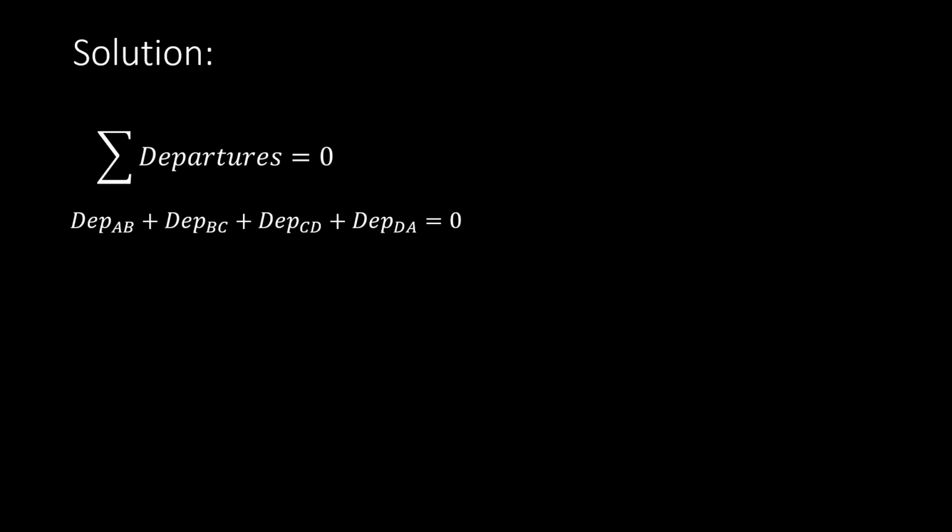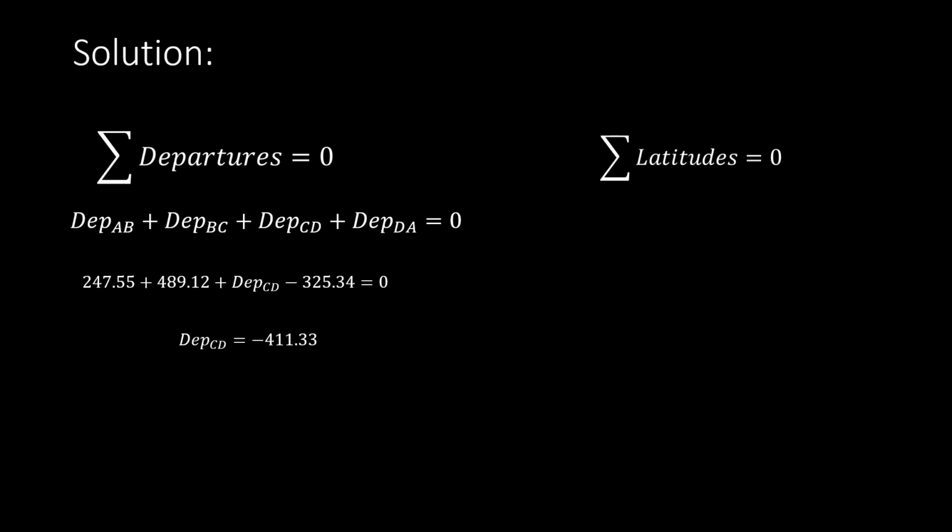So as for the solution, we start with the summation of the departures equal to 0. So departure of AB plus departure of BC plus departure of CD plus departure of DA equal to 0. We substitute the values. Then we'll be getting the departure of CD equal to negative 411.33.